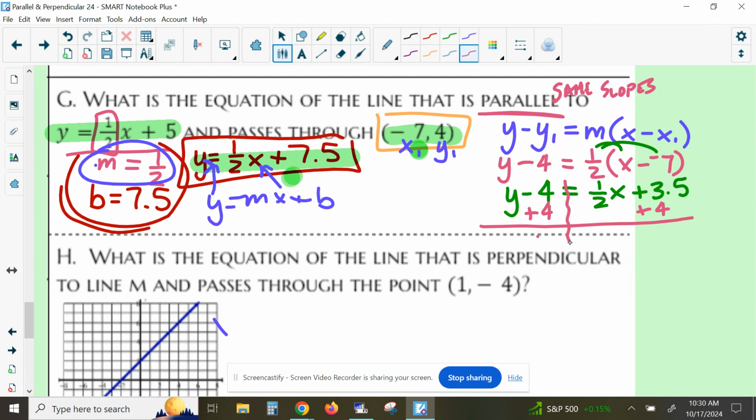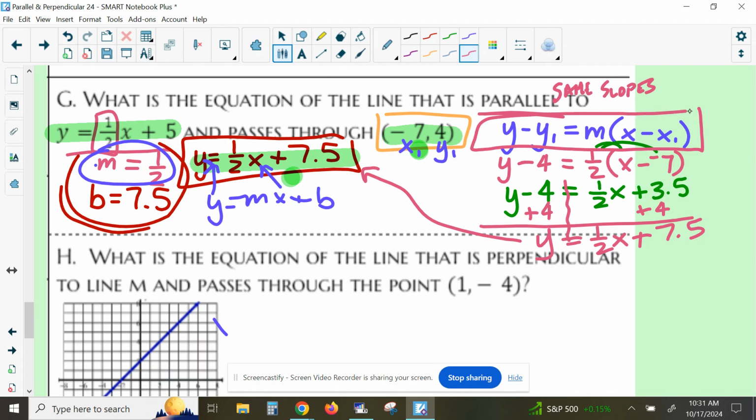Okay, so I'm going to end up with y on this side equals 1/2 x plus 7.5, which is exactly what I got in Desmos. So you don't actually need Desmos. If you just know this formula, you can just do it by hand instead of pulling out Desmos.